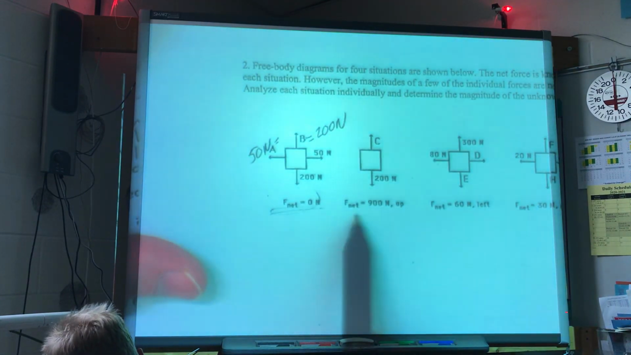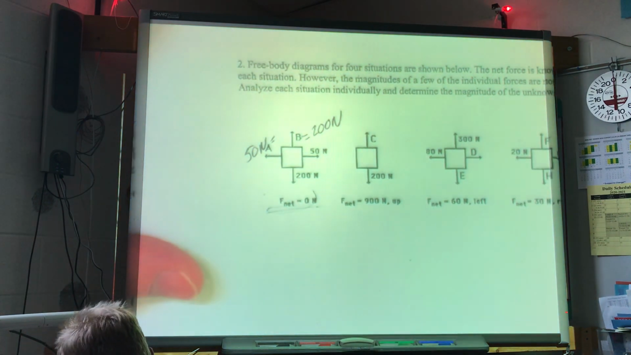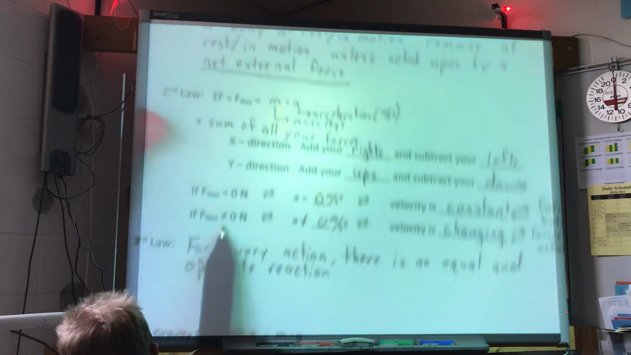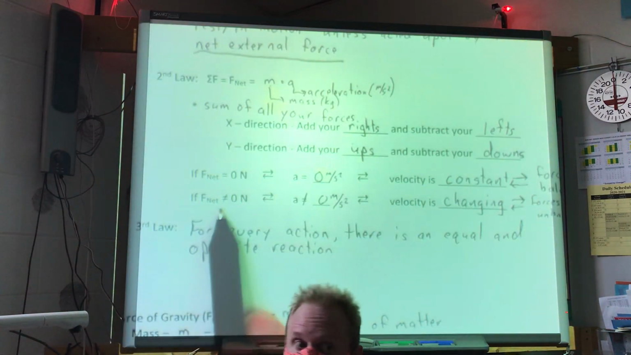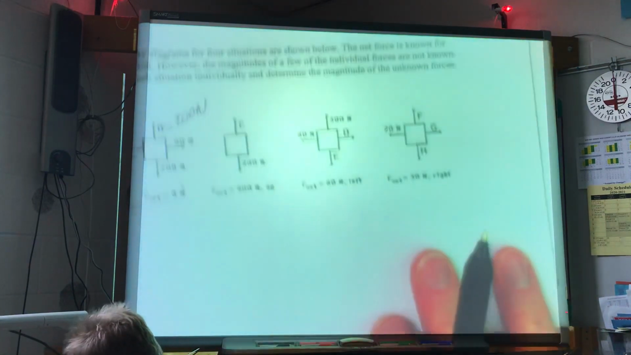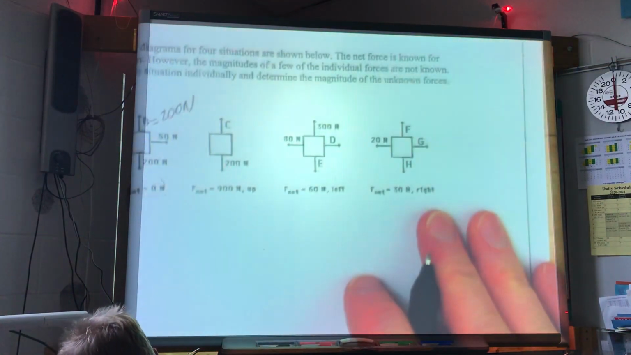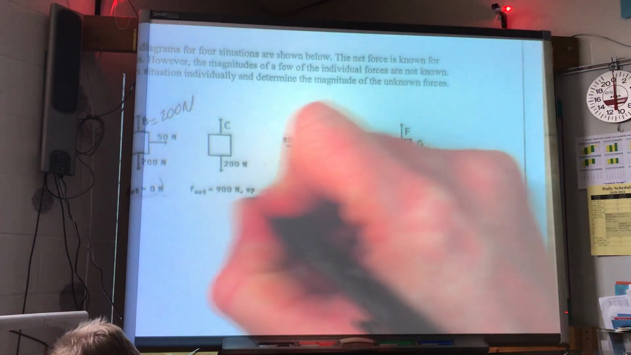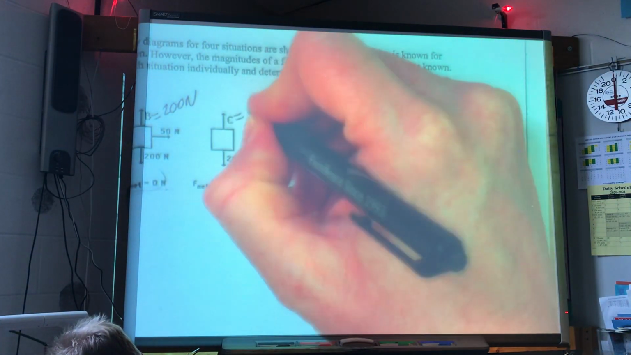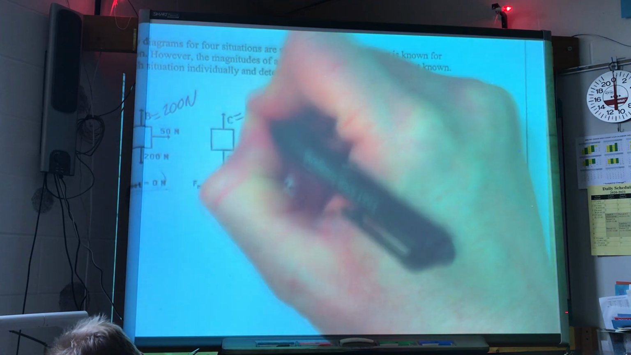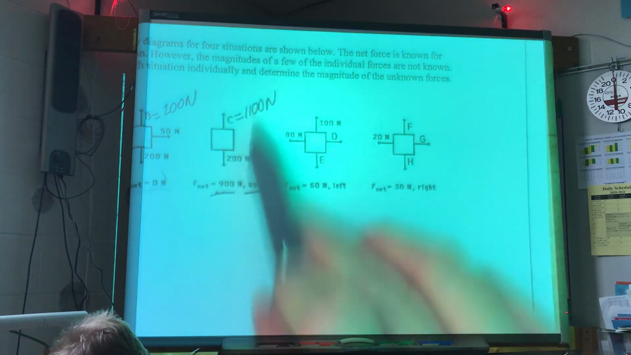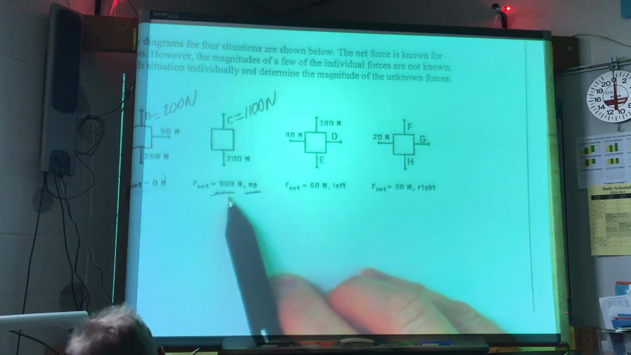Now this has an F net of 900 up. Are my forces balanced or unbalanced? Right, and the way we know that is because it says my F net is not 0. It's 900, which is not 0, which means then my forces are unbalanced. Which one's bigger, my up or my down? My up is bigger. How much bigger is my up? So that must mean that C is 1100, right? Because it's 900 bigger than my down. So 1100 minus 200 has to equal 900 up.